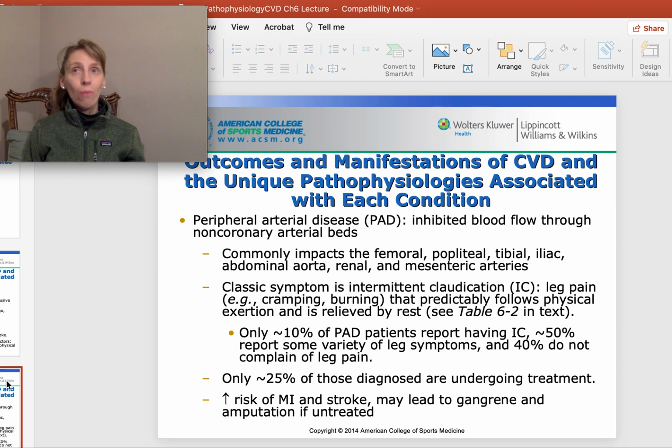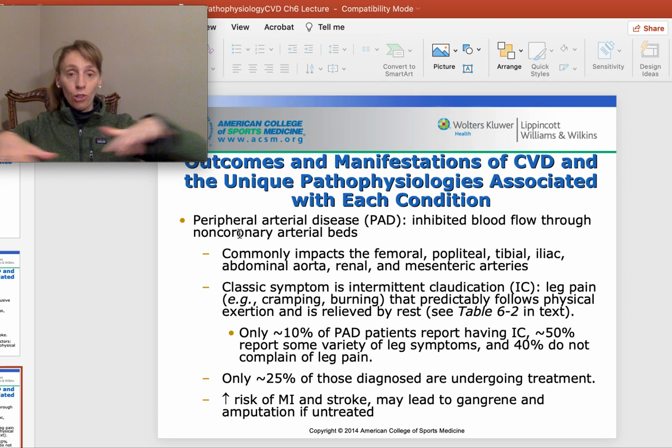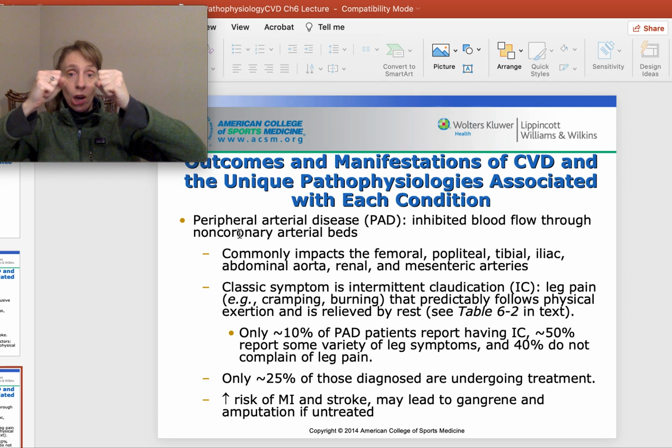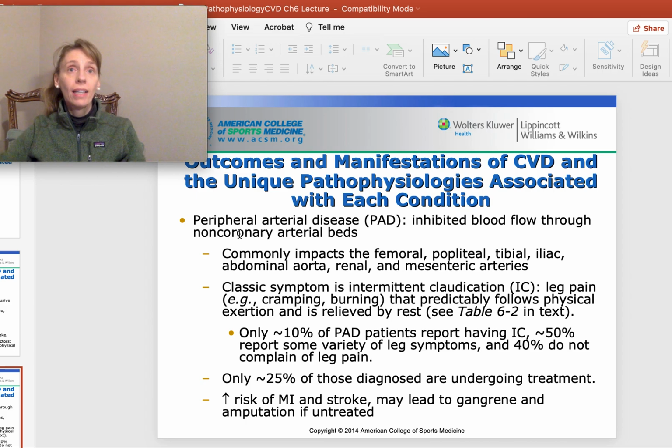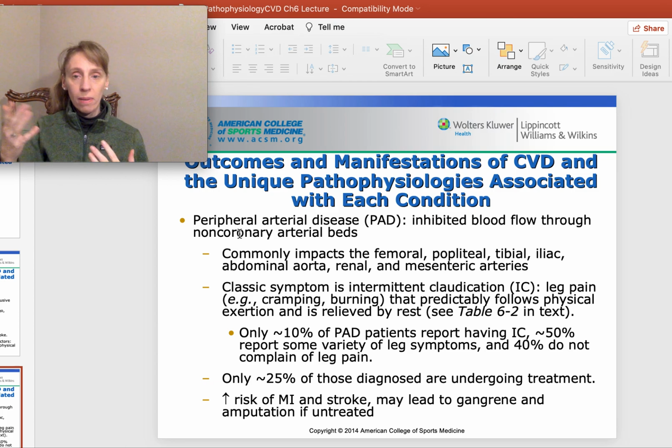The third one I want to talk about, it says on my slide PAD. I'm going to tell you the more correct way. It should be PVD, so peripheral arterial disease or peripheral vascular disease. This is peripheral, right? Your legs, commonly the legs, it can be other places, also can get blockages, right? We're talking about the CVD, cardiovascular disease, throughout the whole body. So with PVD, we end up getting blockages commonly in the legs. It can be femoral, popliteal, tibial, any of these arteries. The classic symptom is called IC, intermittent claudication.